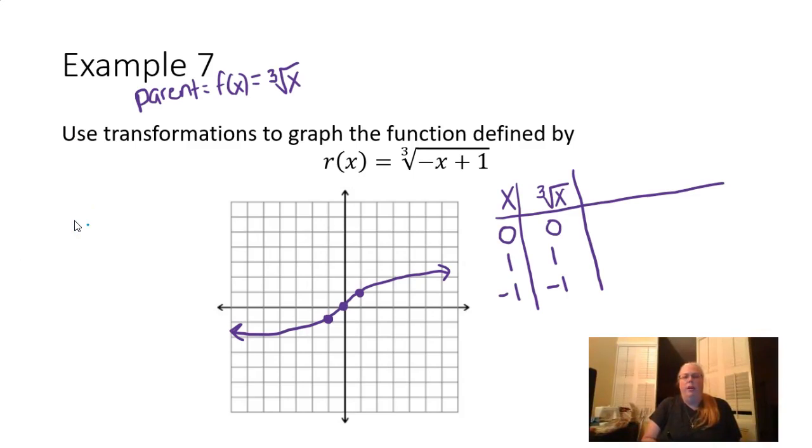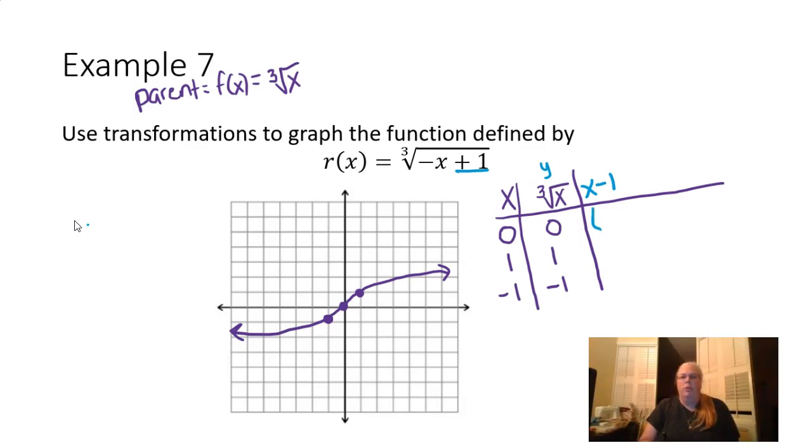Now, over here, I can see that I have a horizontal translation. This is going to be 1 to the left, and the left movement is on the x-coordinate. So what I'm going to do is I'm going to take my x-coordinate and I'm going to subtract 1. I'm going to keep my y's. This is my y column right here.